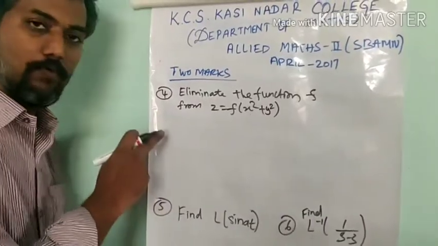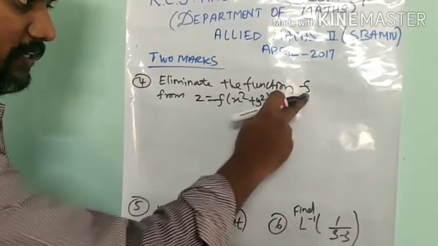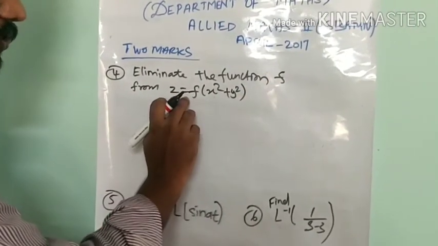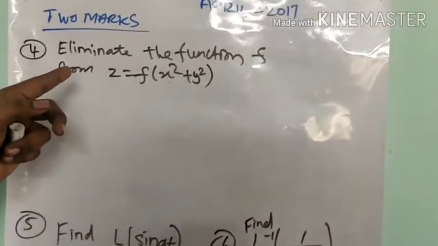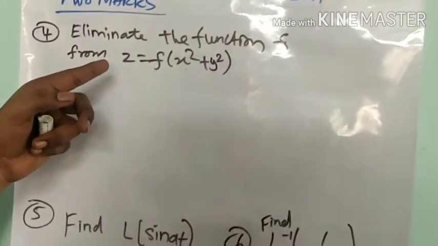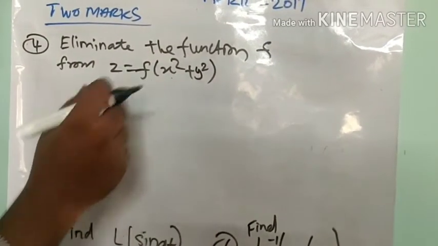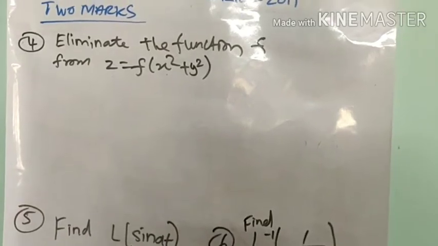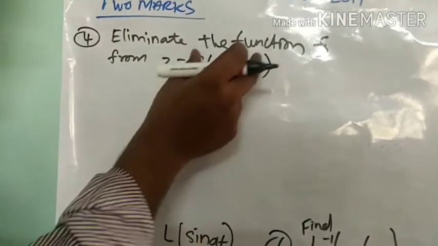Okay, now the fourth question. Eliminate the function f from z equal to f of x square plus y square. This question is from unit number 2, that is PDE, partial differential equations. In partial differential equations they will ask one problem, the elimination problem: they eliminate the arbitrary constant or the arbitrary function. Here it is a function.